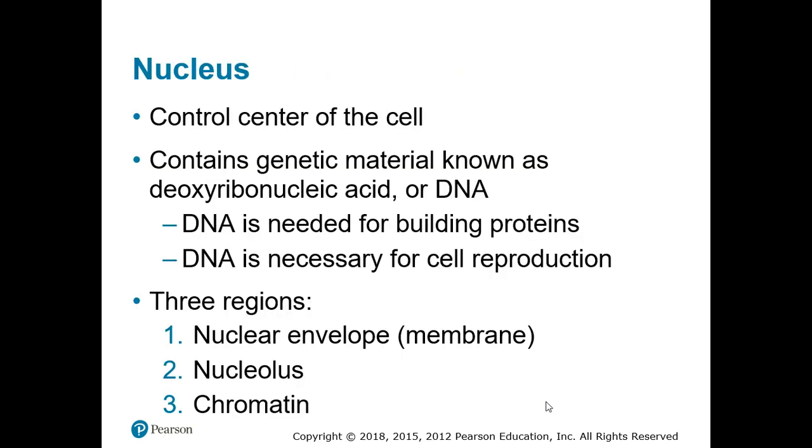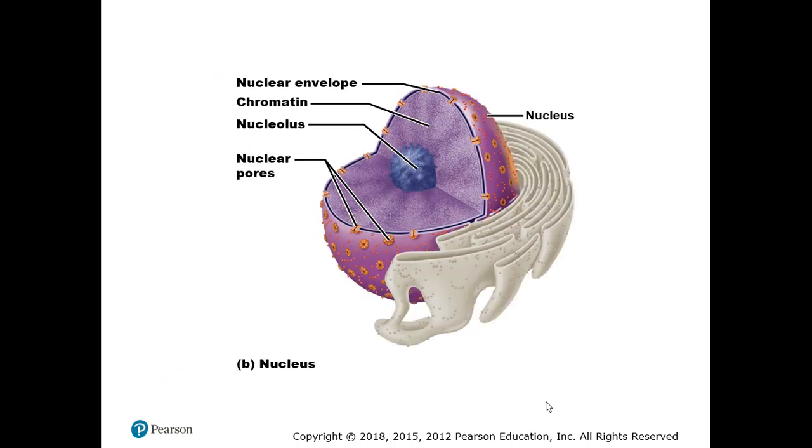The nucleus's whole function is to be the control center of the cell. It is going to contain our genetic material that we call deoxyribose nucleic acid, otherwise known as DNA. DNA is very important for building proteins, but also this DNA is passed down whenever our cells reproduce or create offspring. The nucleus has three regions. It has a nuclear envelope, an area called the nucleolus, and then there's chromatin within the nucleus.